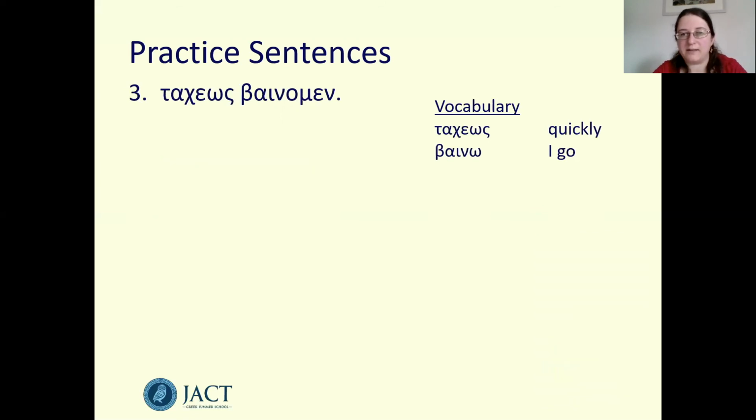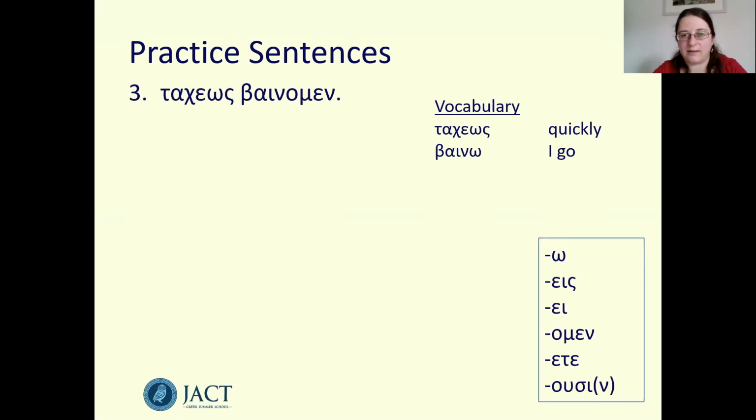For number 3, takheos bainomen. In this sentence, we don't have any nouns at all. That means we need to look at the ending of the verb to work out who's doing it. Baino is a regular verb, so we need the regular verb endings. Omen is the first person plural ending, we. So this sentence reads, we are going quickly, or we go quickly.